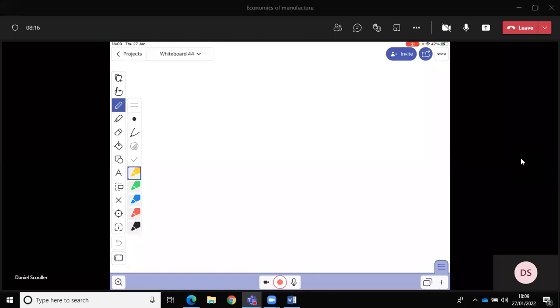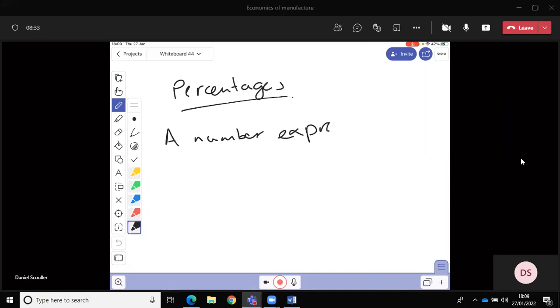Okay, so a percentage, very simply, percentages. What we're looking at is a number expressed as a fraction of 100.